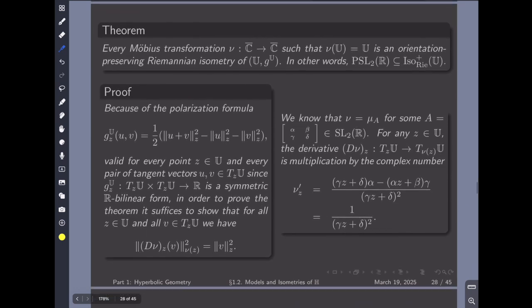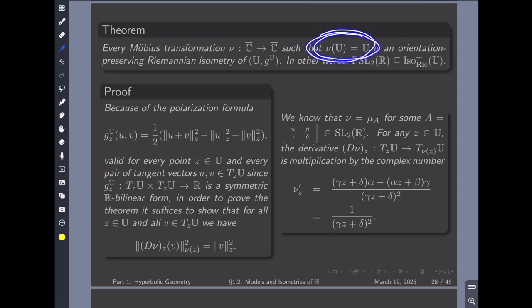And now the theorem is that if you give me any Mobius transformation that preserves U, then it's an orientation preserving Riemannian isometry. And so in particular it is also a metric isometry.